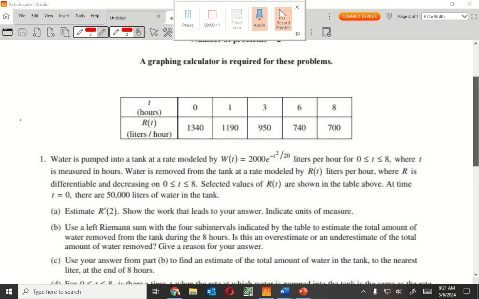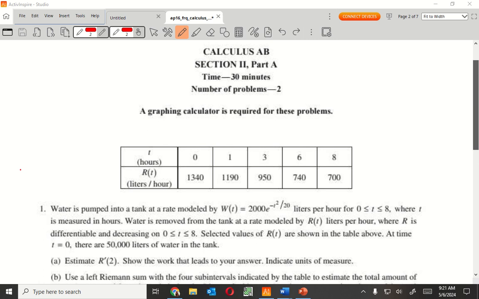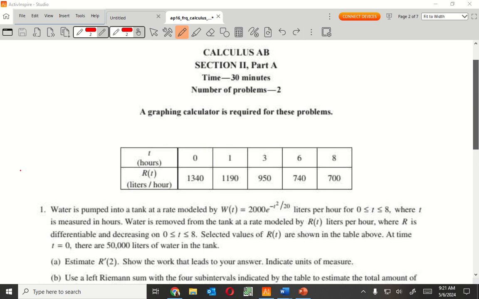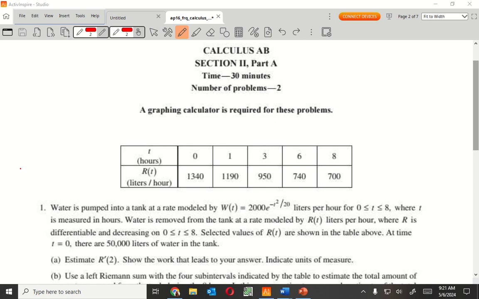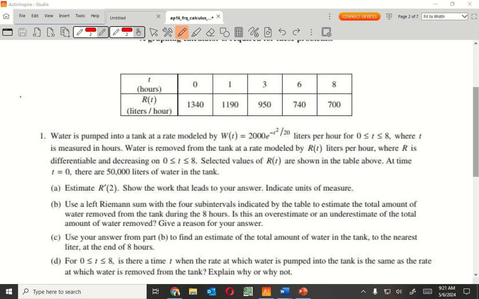We're gonna go through the Calculus AB Section 2, Part A, 30 minutes for the 2 problems. But we're just going over this first question. So one question, we're gonna break it down in all its glory. We're given a table, and this table represents liters per hour. Isn't that a rate of change? Yes, it is. That's going to help me out, since that gives me a rate of change.